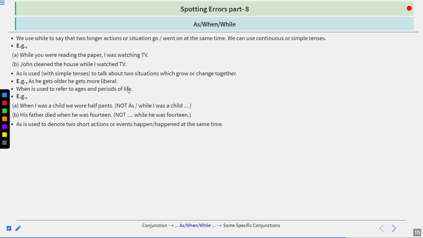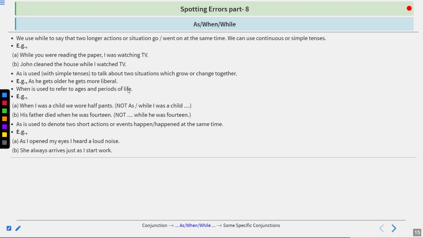As is used to denote two short actions or events that happened at the same time. As I opened my eyes, I heard a loud noise. So as means as soon as here. She always arrives just as I start work. Again, it is acting as "as soon as".